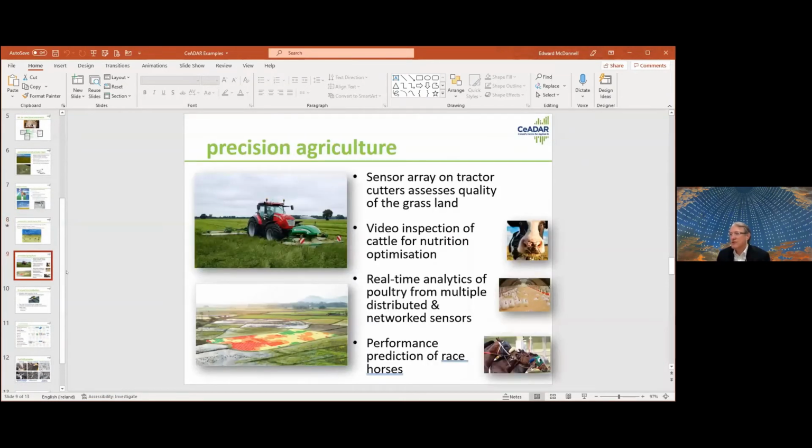In agriculture, we've fitted sensors to tractors, which are able to detect the quality of the grass and whether the field needs particular spot fertilizing rather than fertilizing the whole thing. Inspection of cattle to optimize their feed. We've worked in poultry houses, monitoring more chickens, and of course the sport of kings as well, being able to predict which horse is going to be a winner.